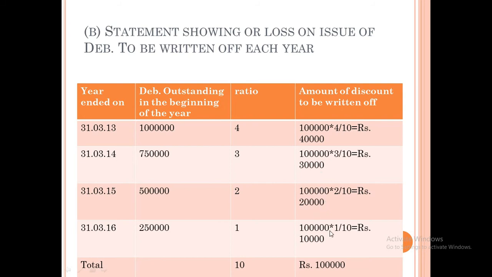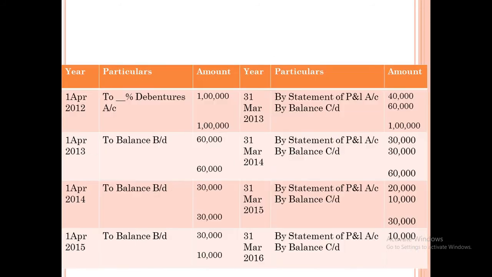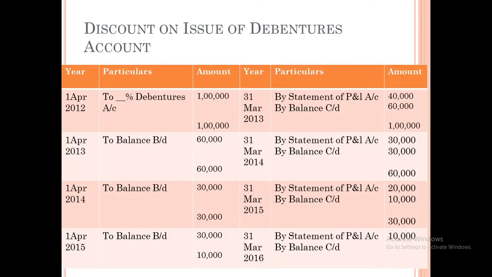अगले साल 20,000 फिर 10,000. तो टोटल यहाँ पे हमारा 1 लाख हो गया. This is the amount which will be written off each year in the year ending 13, 14, 15 and 16. Now let's see the account. This is the discount on issue of debentures account.